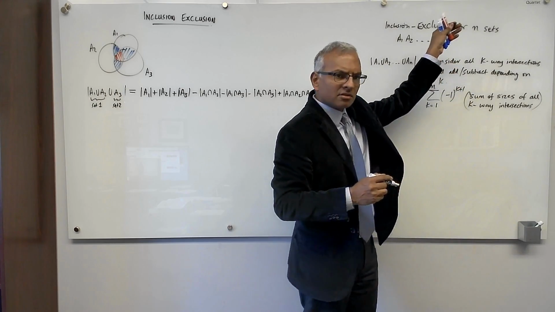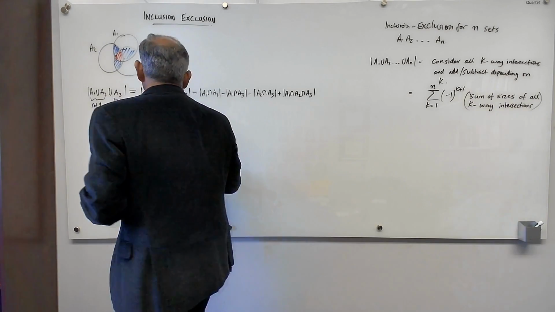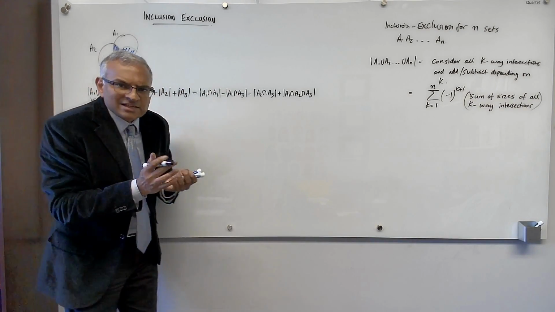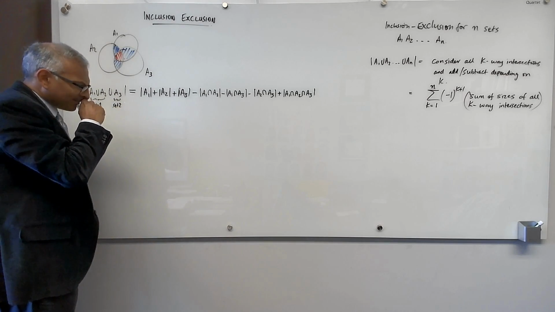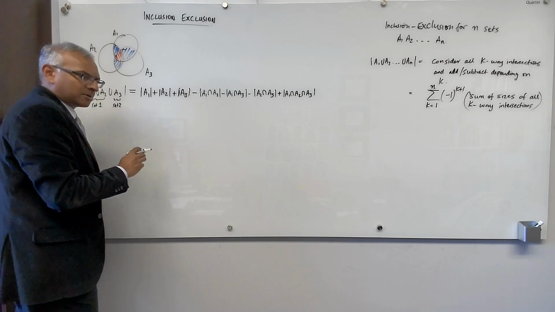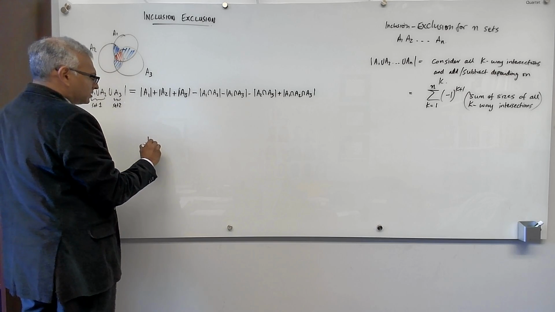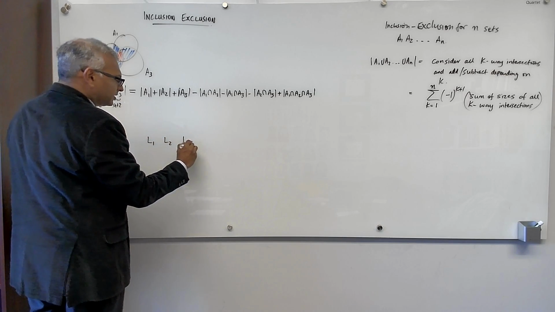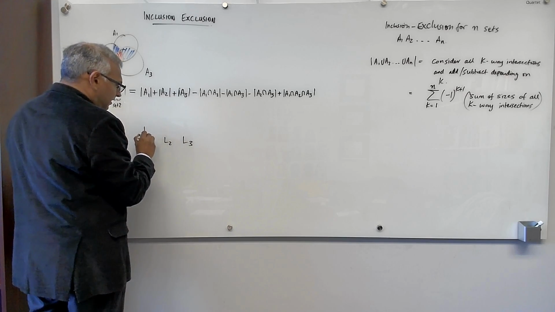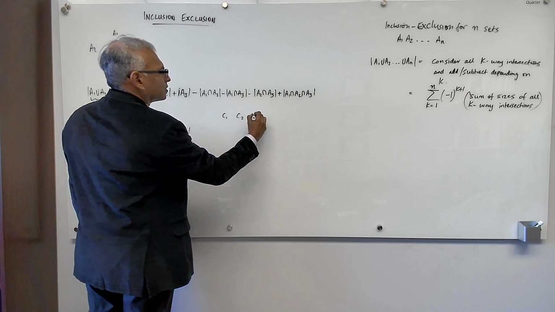So this is the general formula, but we'll work with three sets for the moment. Let's do an example. Three ladies walk up to the coat check in a restaurant. You have lady 1, lady 2, lady 3, and they have their coats. Let's call them coat 1, coat 2, coat 3.